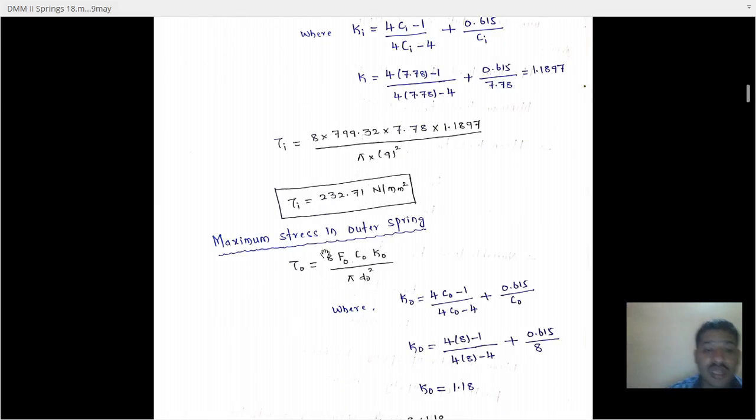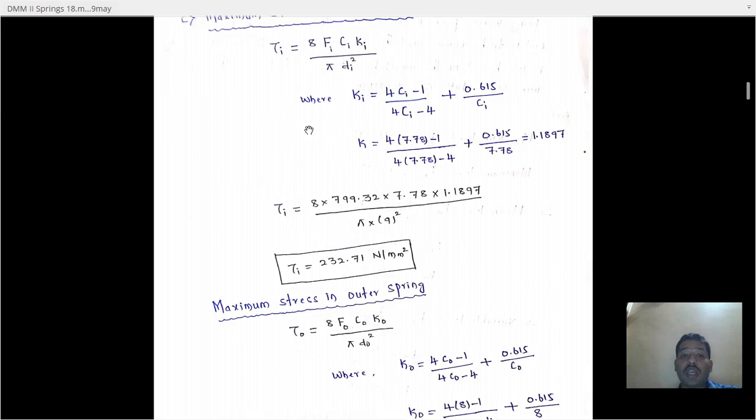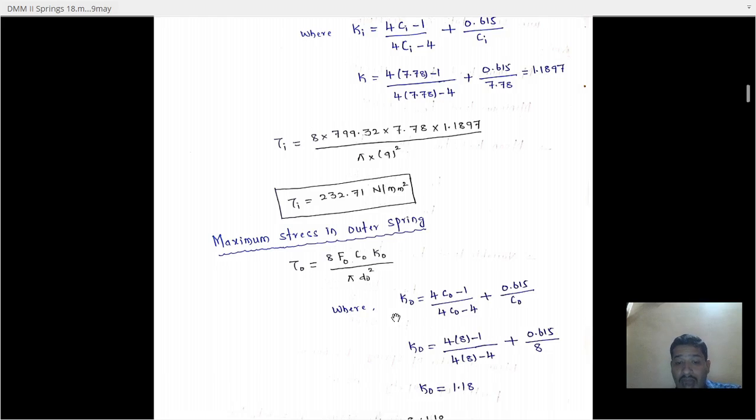In the same way, we need to find out the maximum allowable stress in the outer of the spring. We have to use the same formula, just changing a few symbols: instead of Fi we replace Fo, instead of Ci we replace Co, instead of Ki we represent Ko, and instead of Di we represent Do. The same formula we need to follow.